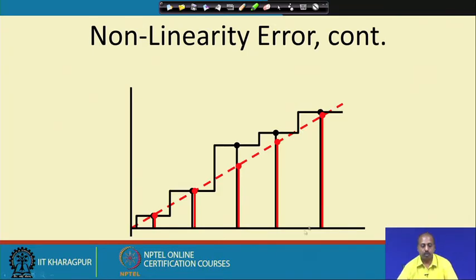So, this is the nonlinearity error. As I was saying, this is the ideal behavior: if you put in this digital value, you should get this analog signal. But due to this nonlinearity, the step size is different, so you get a behavior like this. It produces different amounts of error, whereas the ideal behavior should have been this red dotted line. What you get is this black line. That is a nonlinearity error.